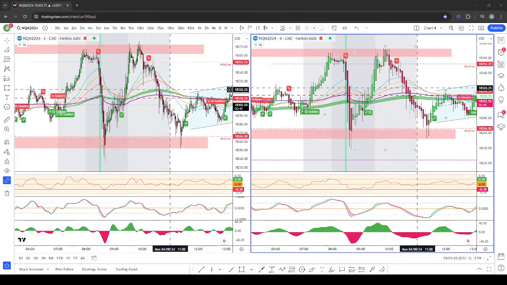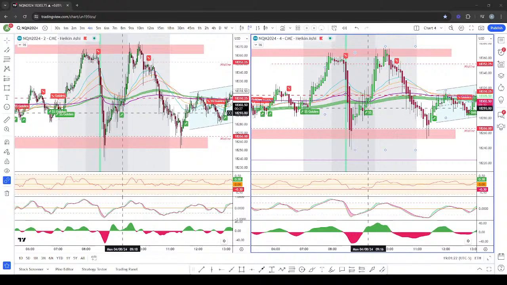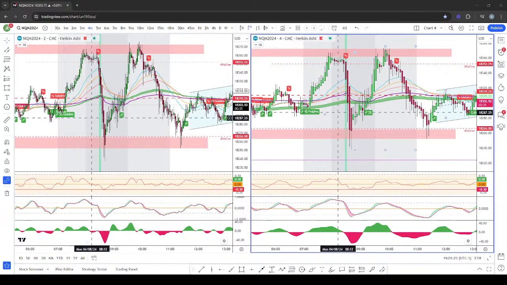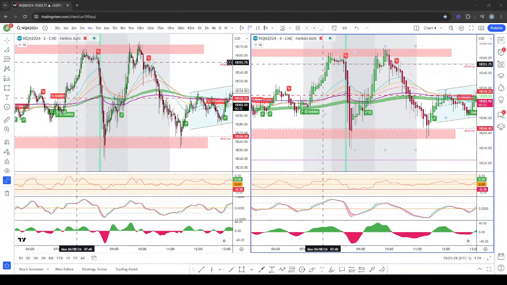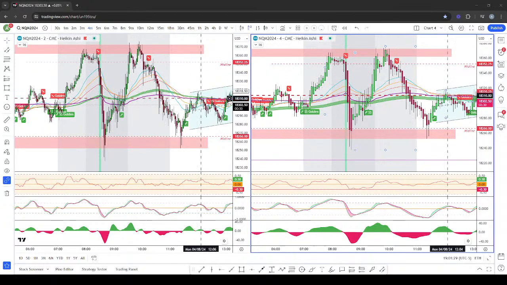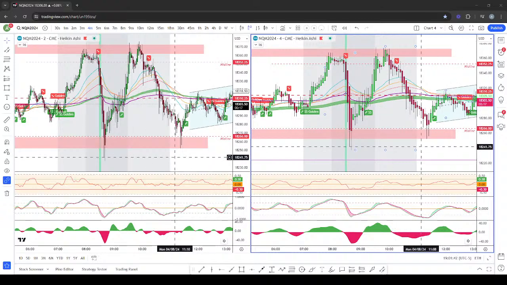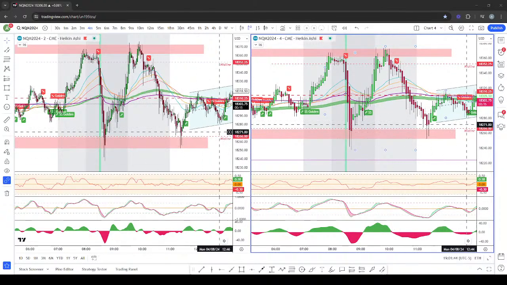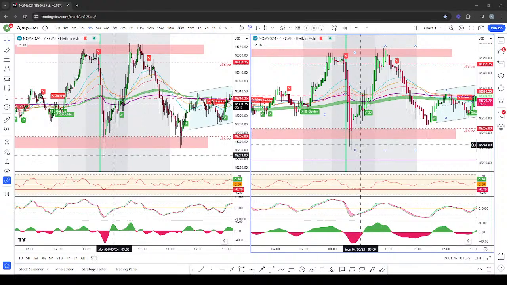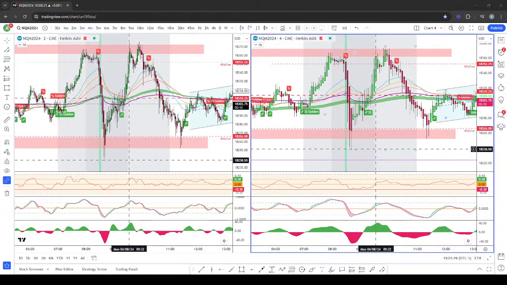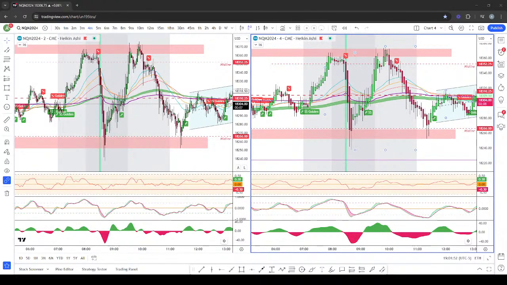I have a split screen here of NASDAQ Q futures. On the left is a 2-minute chart, and on the right is a 4-minute chart. The reason I do this is it can help you think and plan your trade if you're not really clear about using lower time frames. It's okay to go to a higher time frame and confirm things too. This is what I used to do earlier on.